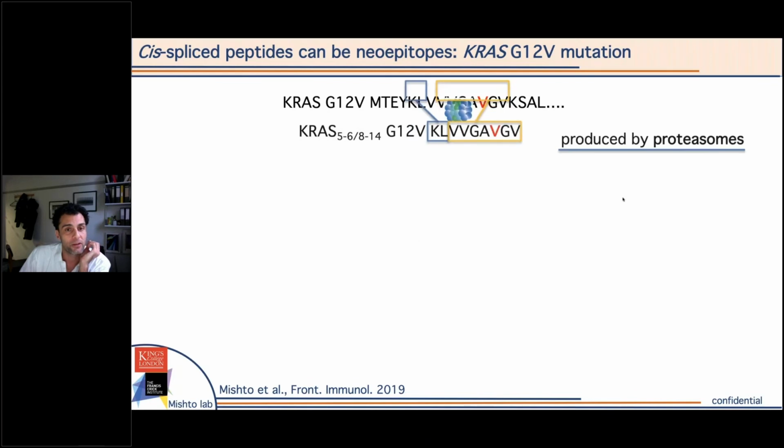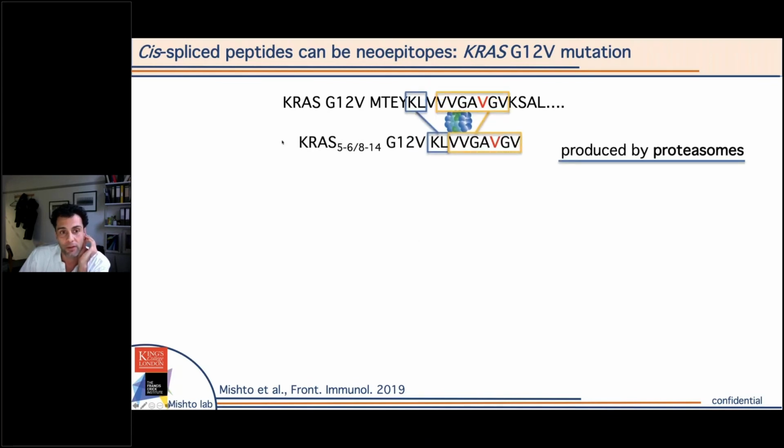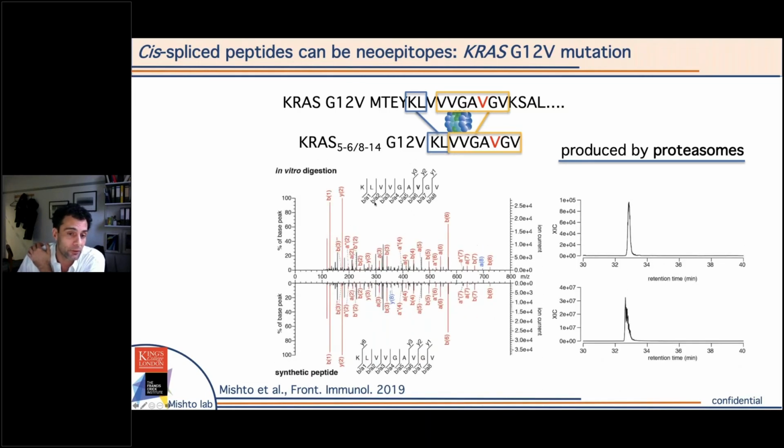We performed an in vitro proteasome digestion of the KRAS antigen, and we identified by mass spectrometry the KRAS G12V spliced epitope reported here. As you can see here, the in vitro digestion and the synthetic peptide are very similar, so confirming our identification.